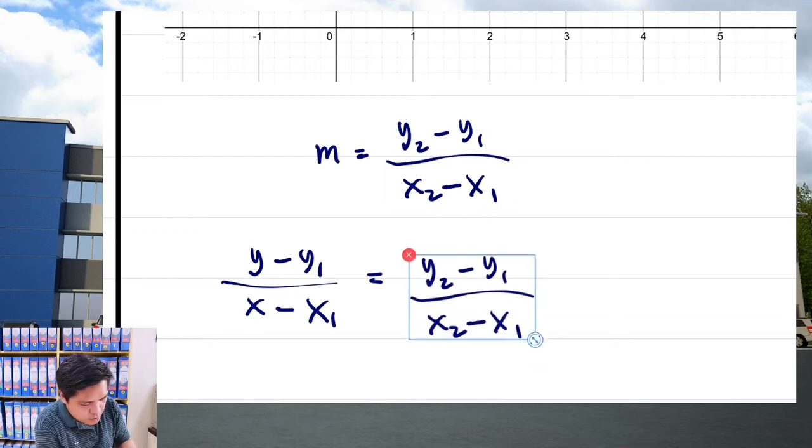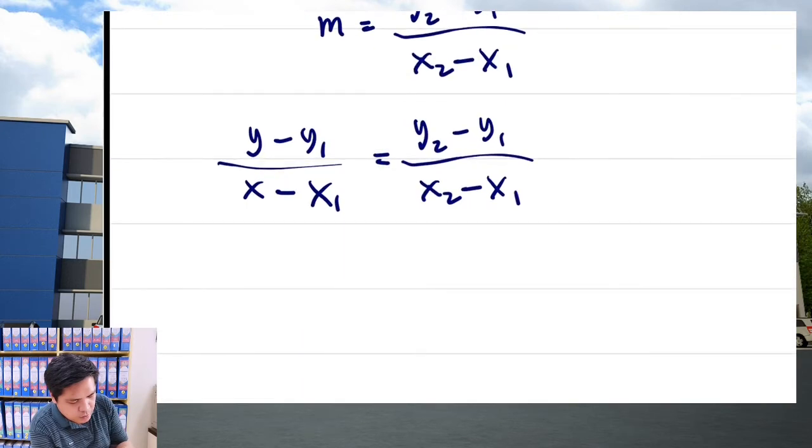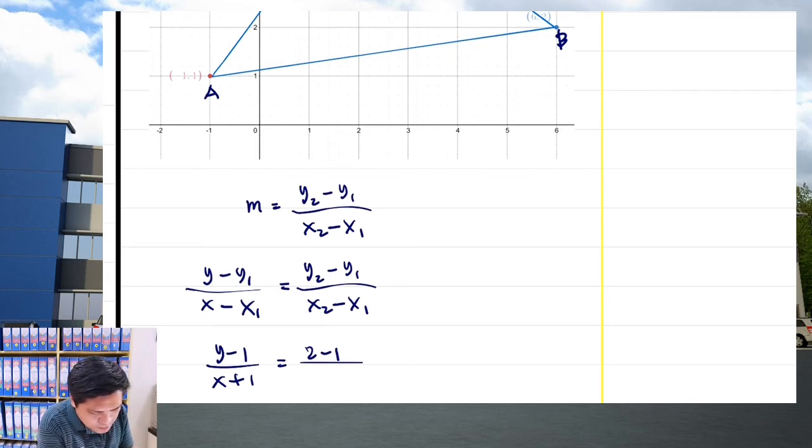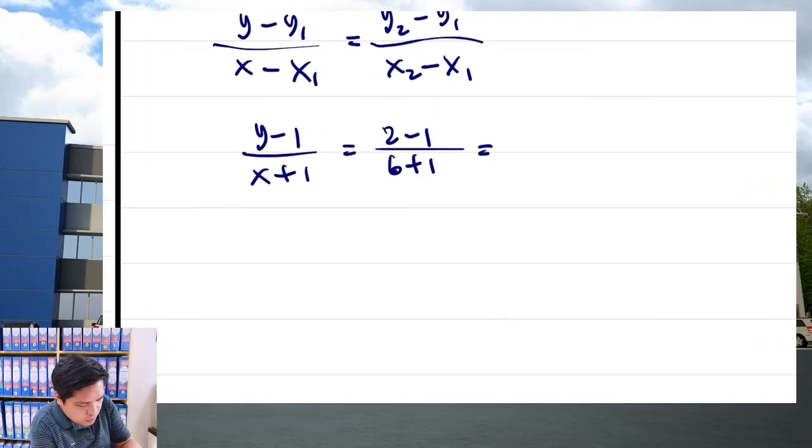So pwedeng i-transform natin yung equation natin to y minus y1 over x minus x1 equal to, just copy this. Copy, paste. Yan. So therefore, y minus, anong y1 natin? That's 1 over x minus negative 1. That's equal to, this time the slope, y2 natin is 2 minus 1 over 6 minus negative 1. Yan, 6 minus negative 1. And that is equal to 1 over 7.